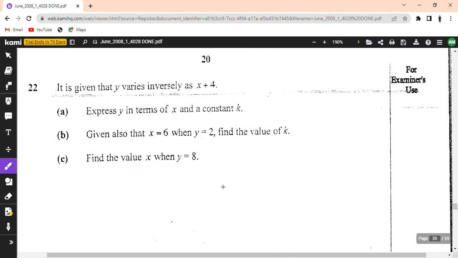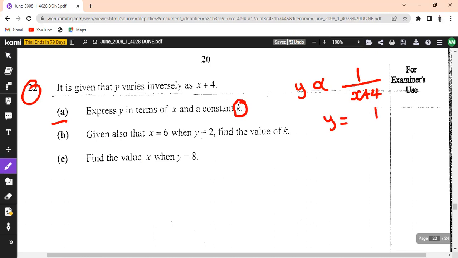Number 22, we are given the variation. It is given that y varies inversely as x plus 2. So it's something like this, varies inversely, that is 1 over x plus 4. So this is x plus 4. Express y in terms of x and a constant k. So here we need it in terms of a constant k. So that is going to be y is equal to the constant k over x plus 4, just like that. So that's your first item.